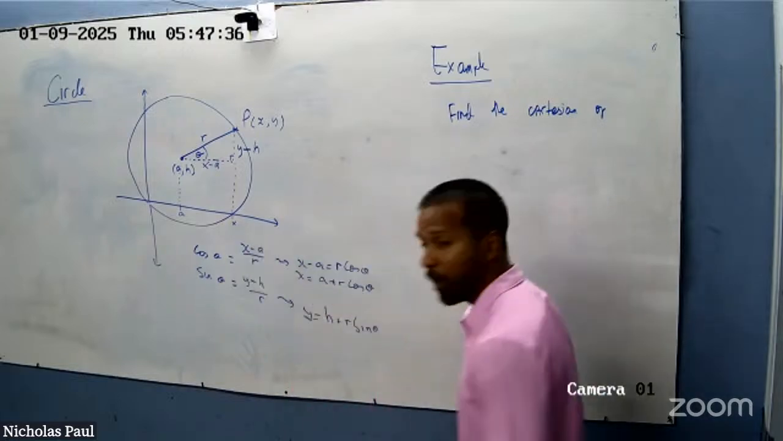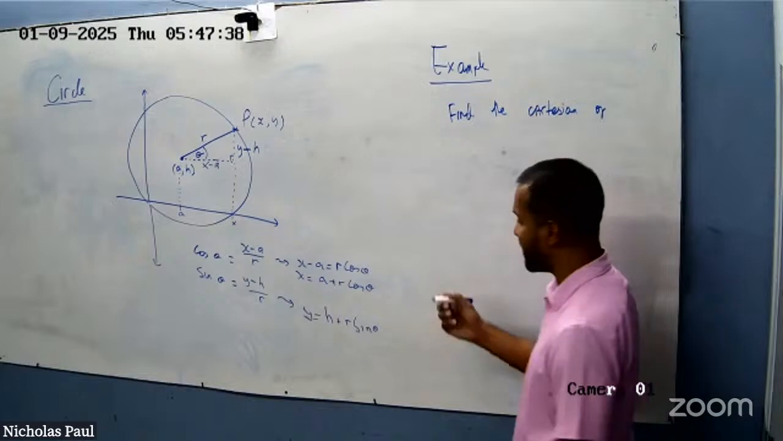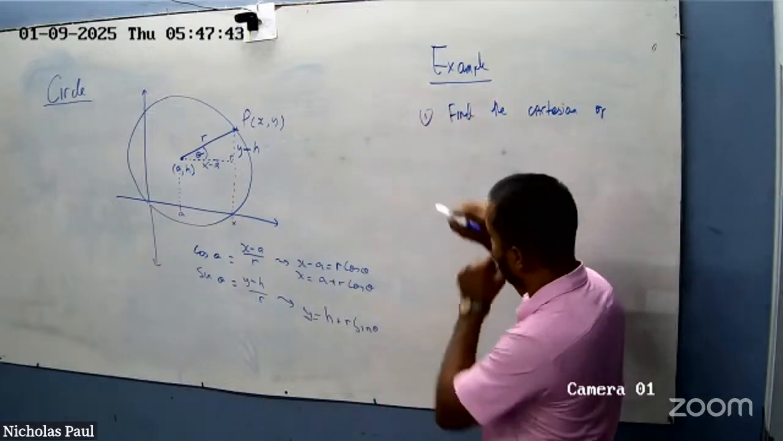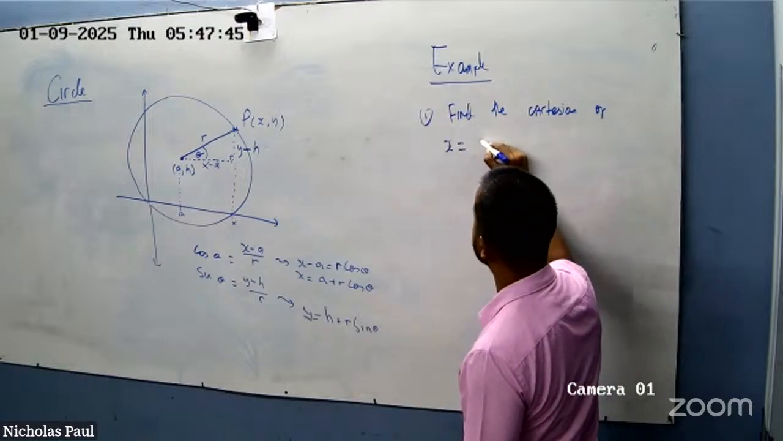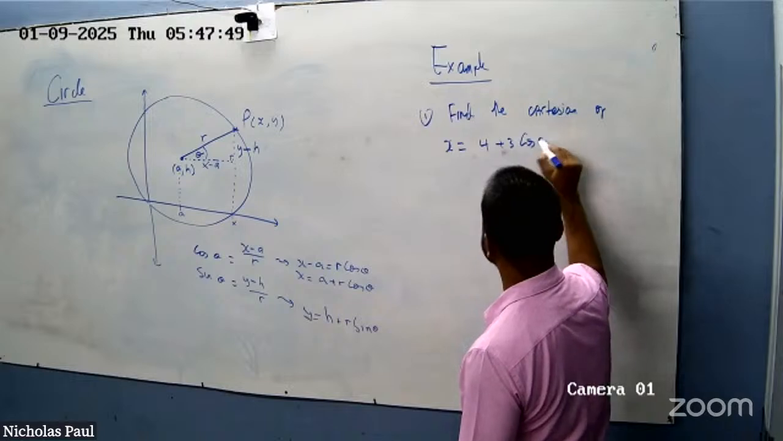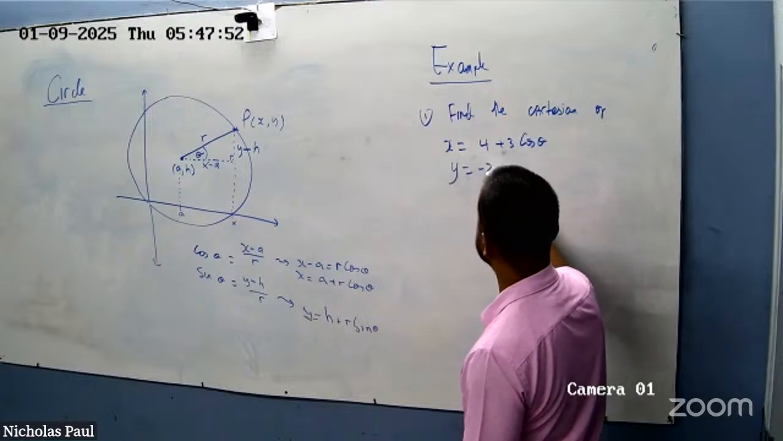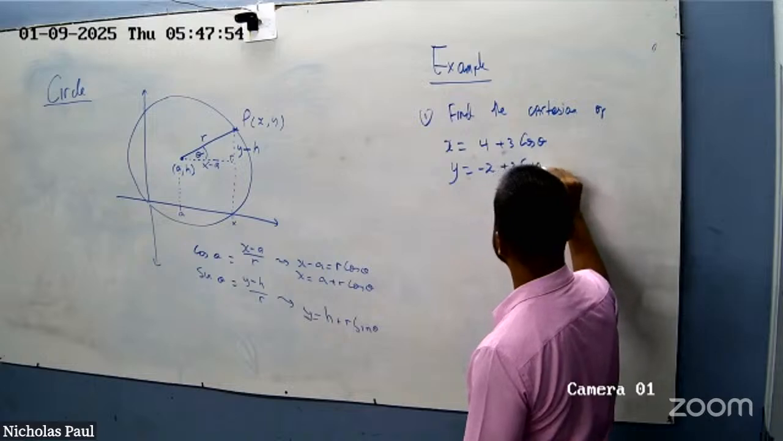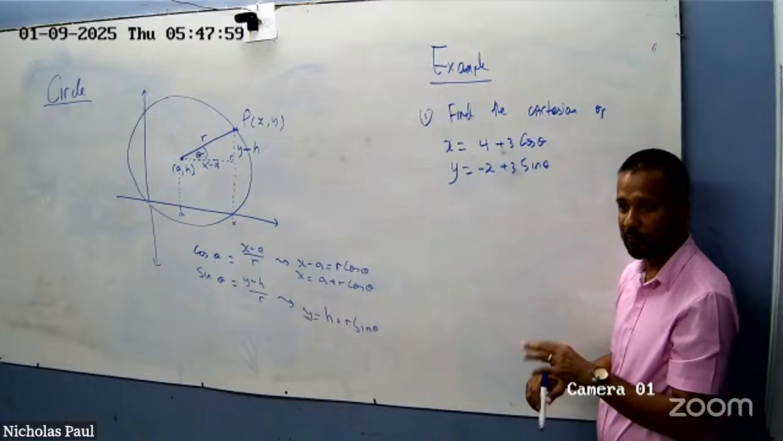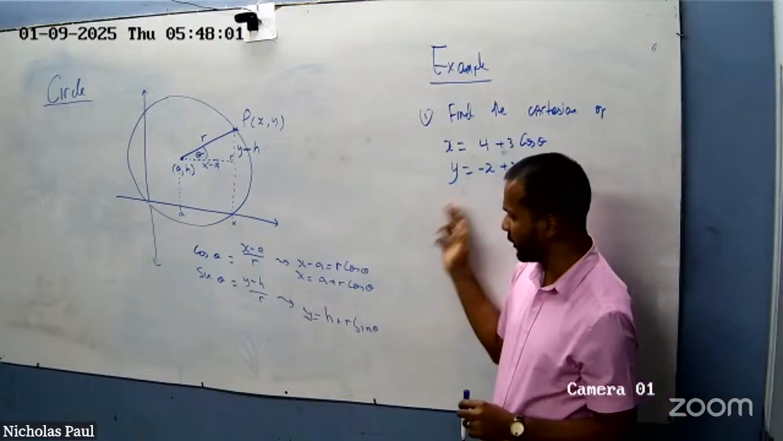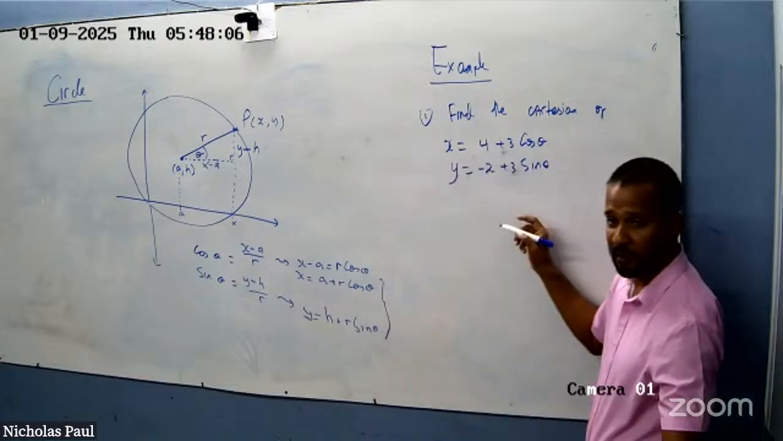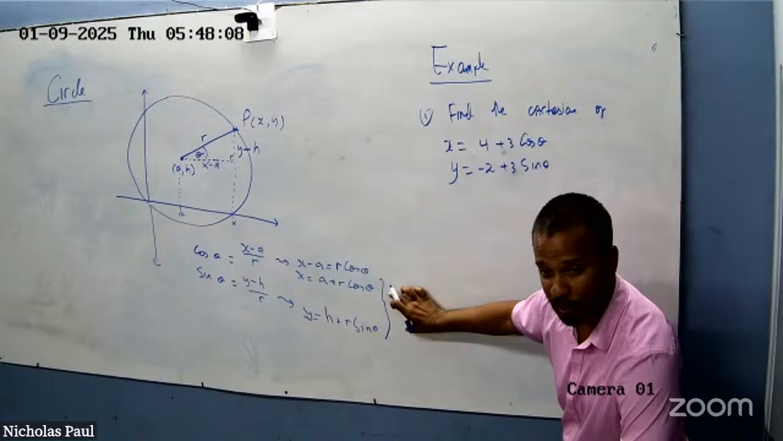All I want you to do is tell me the radius and the center. So let's try a small example. x is equal to 4 plus 3 cos theta, and y is equal to minus 2 plus 3 sine theta. These two parametrics are what? It's a circle. You're seeing the relationship? You're seeing that these two are parametric?